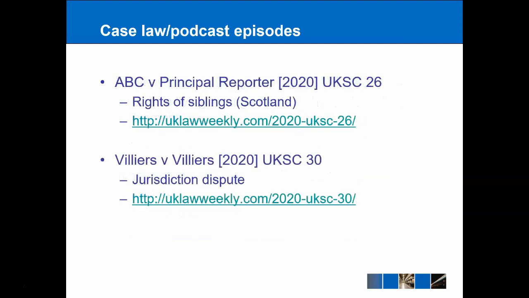And a couple of cases relating to Scotland as well. ABC and Principal Reporter is about the rights of siblings in the context of family hearings in Scotland. And Villiers and Villiers is a Scottish case as well, but it's also a jurisdiction dispute, so it's actually a case where part of the divorce was going through in Scotland and part of it was going through in England as well. So I've not really gone into too much detail with these, and you can obviously go and check out the podcast episodes if you want more details on any of those particular issues.